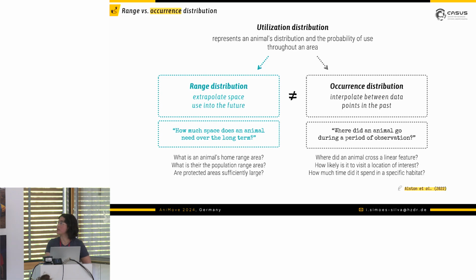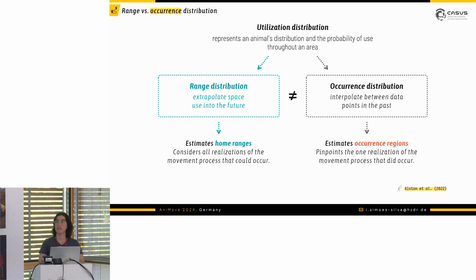And this is exactly what's being targeted by these occurrence distribution methods, right? Like I said, with range, you're always looking at extrapolating space use into the future. You're not interested in these interpolations between data points, right? And that's where the occurrence distribution comes in.